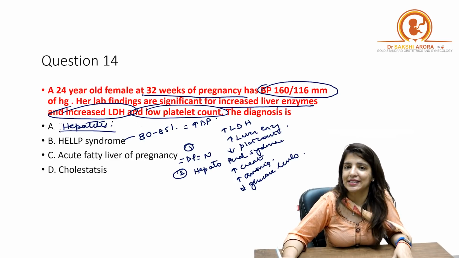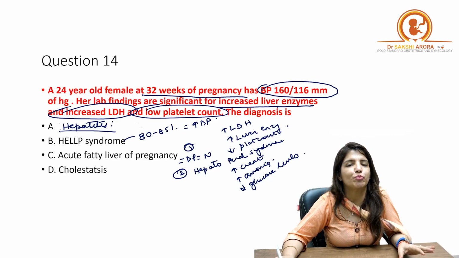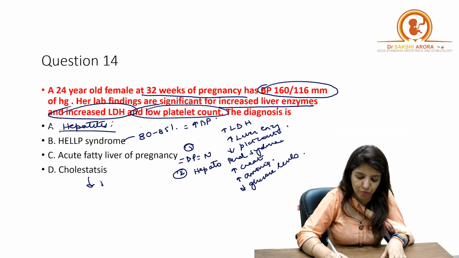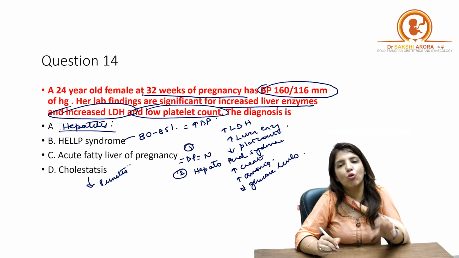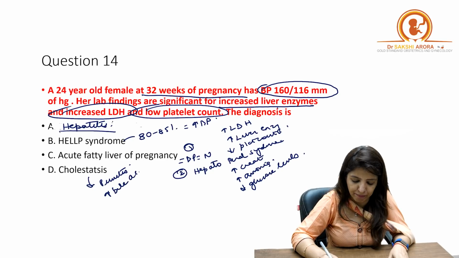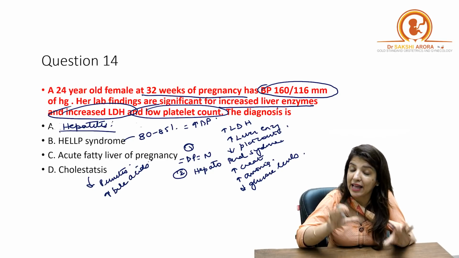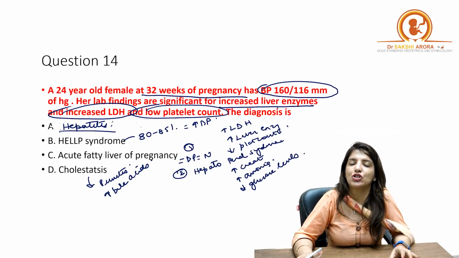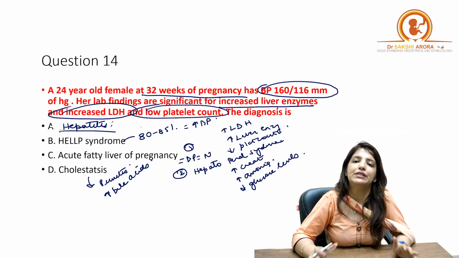Then comes cholestasis. Again, cholestasis also presents in third trimester, but the presenting feature of the patient is pruritus, which is more towards the palm and sole, and you get increase in bile acid levels. That's the marker for cholestasis, right? So over here, this patient is a case of HELLP syndrome.